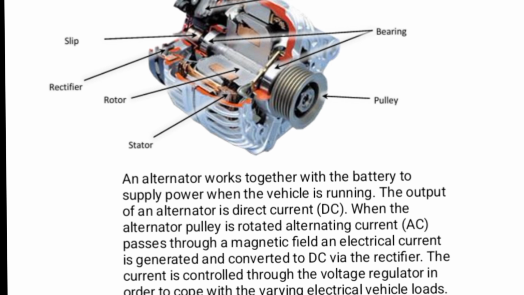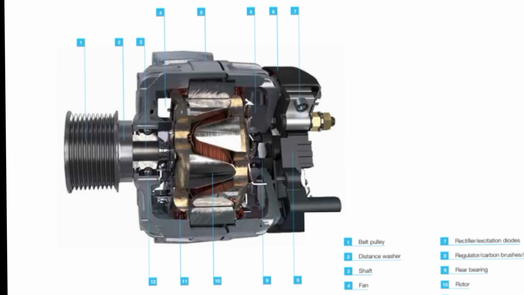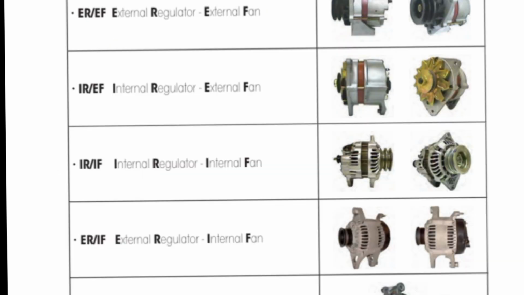So in this video we will learn: what is an alternator? Working principle. Types of alternators. Manufacturers. Internal parts. Wiring connections. Alternator maintenance. Common problems. Testing procedures. Tools required for repair.